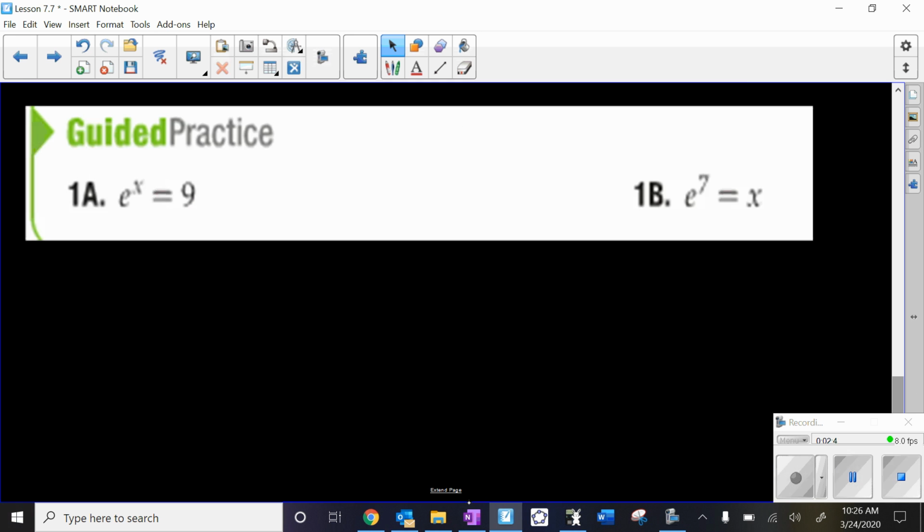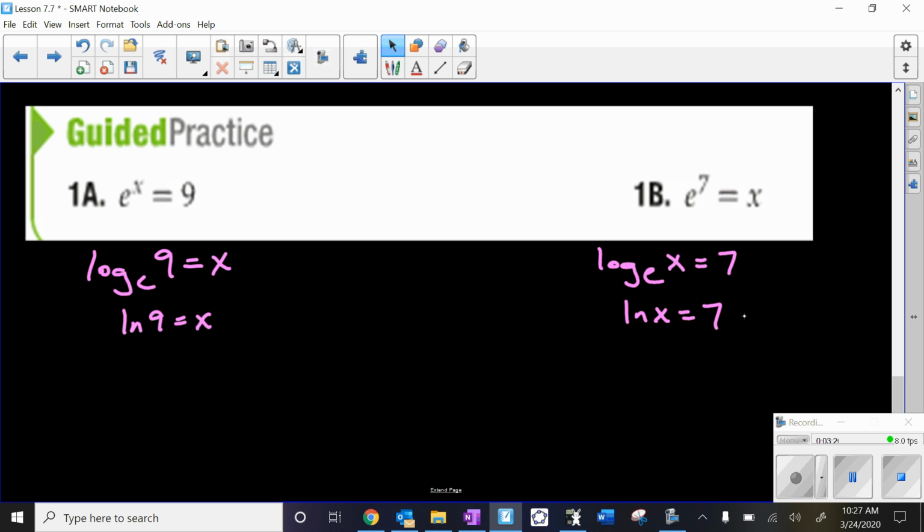Okay, a couple more. We can do them all. All right, log base e. Notice how they're all base e's right now. Of 9 equals x. Still convert. Natural log of, excuse me, I don't need natural log of e. Natural log of 9 equals x. And then the last one, we can do this. Log base e of x equals 7. And then convert it. Natural log of x equals 7.